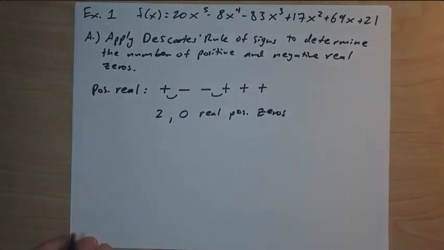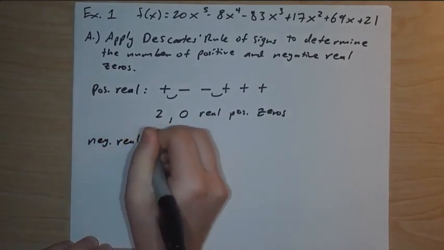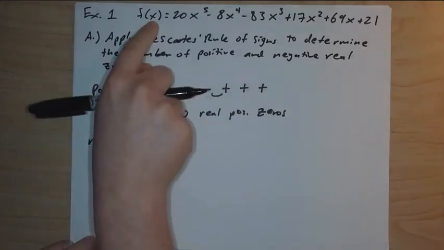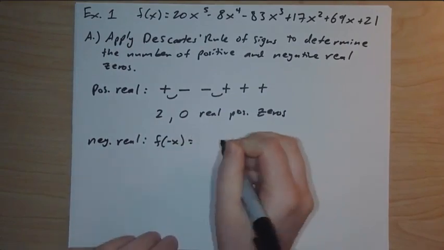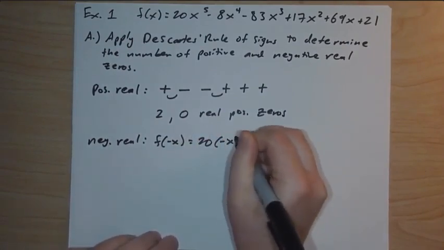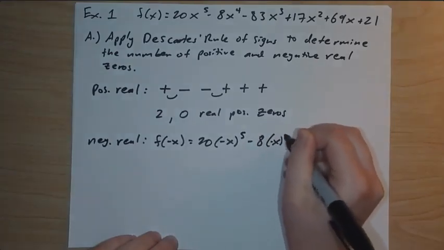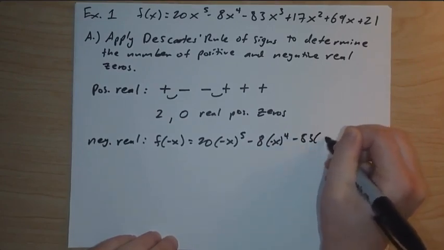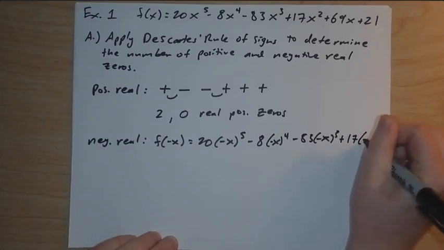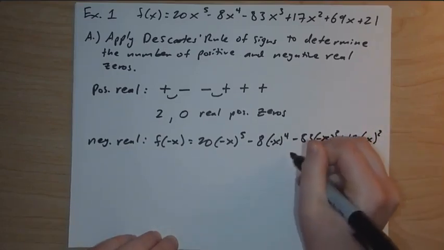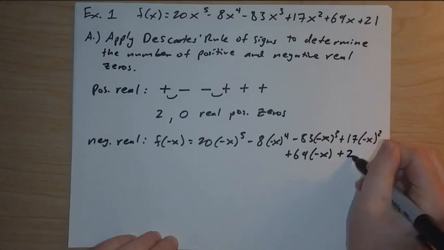So that's the first part. We're going to look at negative real zeros. So for negative real, we're going to plug in a negative x into our function. So f of negative x is going to be equal to 20 times negative x to the fifth minus 8 times negative x to the fourth minus 83 times negative x to the third plus 17 times negative x squared, plus 69 times negative x plus 21.